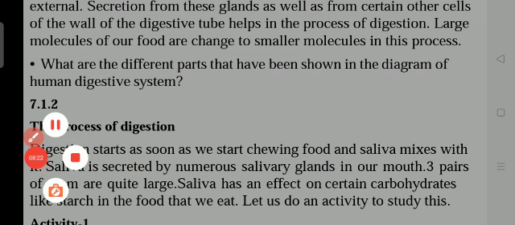Gastric glands release HCl, gastric juice and enzymes. Salivary glands release the amylase enzyme. The gallbladder releases bile juice. The pancreas releases pancreatic juice. So these digestive juices and enzymes help in the process of digestion.